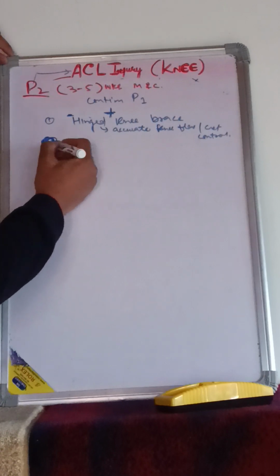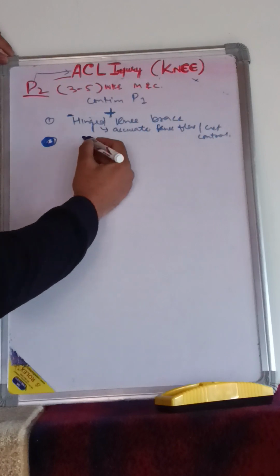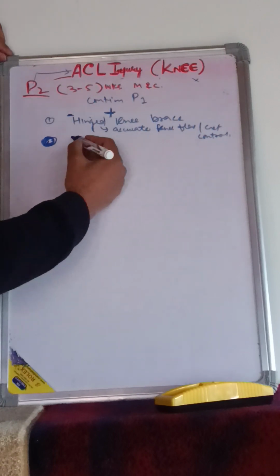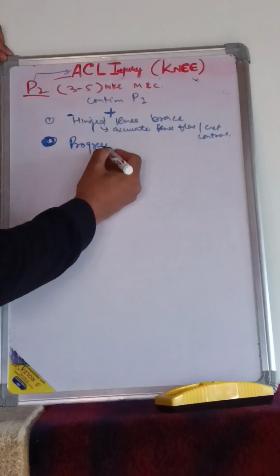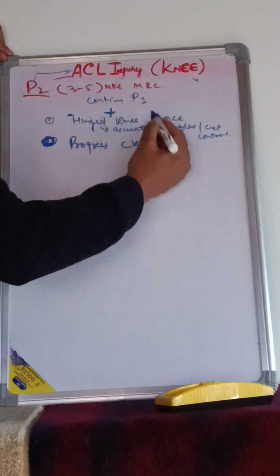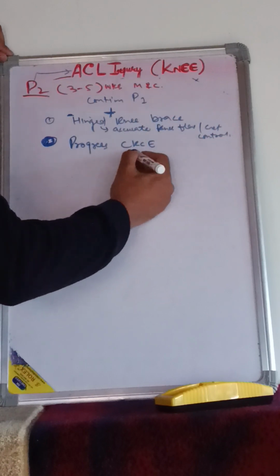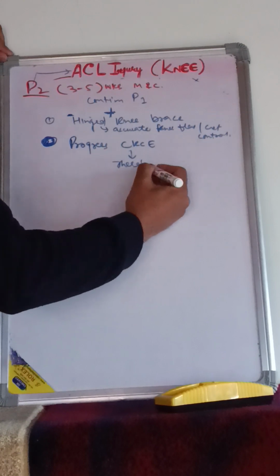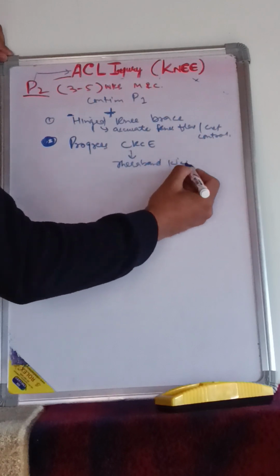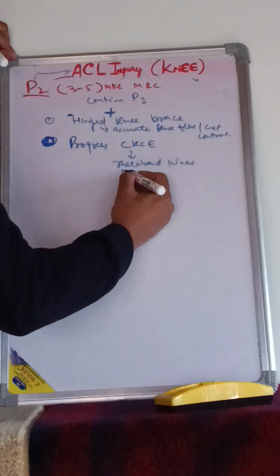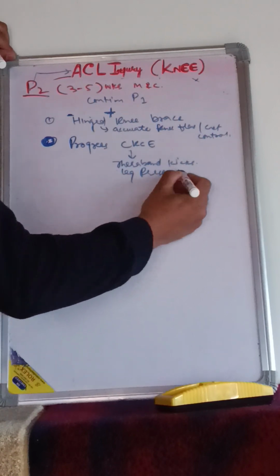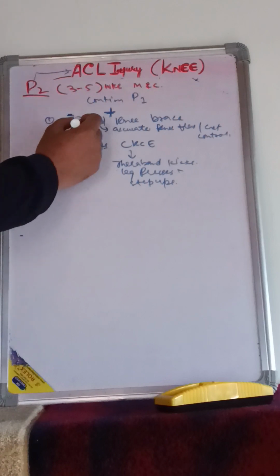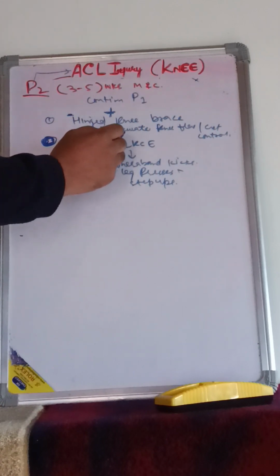Second, remember one thing: you started the closed kinetic chain exercises, mini squats, in phase one. Now you have to progress the closed kinetic chain exercises. You have to progress to theraband kicks, leg presses, sit ups. Wear hinged knee brace, progress closed kinetic chain exercises.